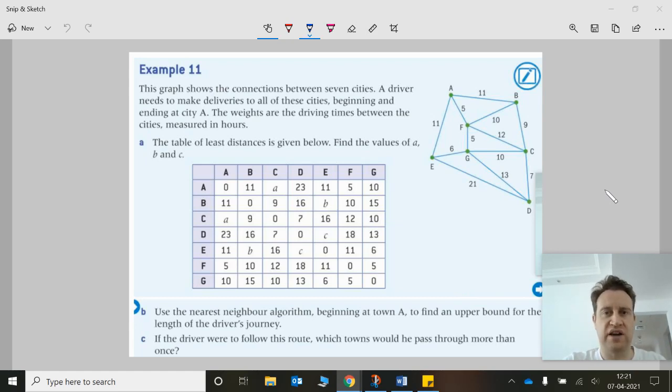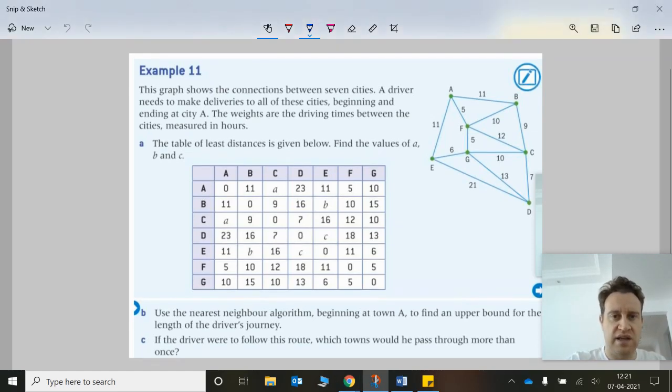Now find the values of A, B, and C. So we can see A is A to C here. Let's just choose a different color. So we've got A to C, and there are many different routes. We've got 17 there, we've got 20 there, and more than 17 there. We've got lots of different routes to consider. But A in this case is going to be 17. So let's just write that down to the side. So A is 17.